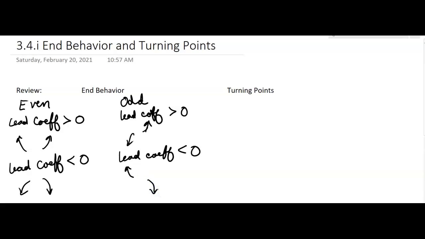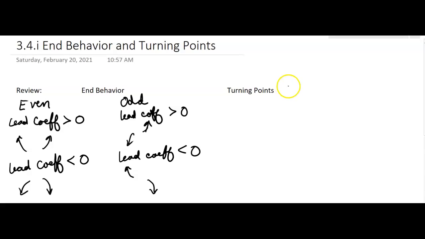And they give you in the book, they go over the notation as x is approaching negative infinity, f of x is approaching infinity. You can look at all that. I just want to go over the concepts though. Turning points. You can't have more turning points than one less than your degree.